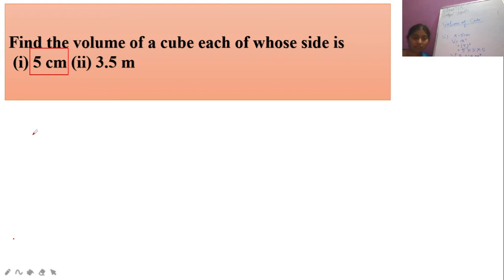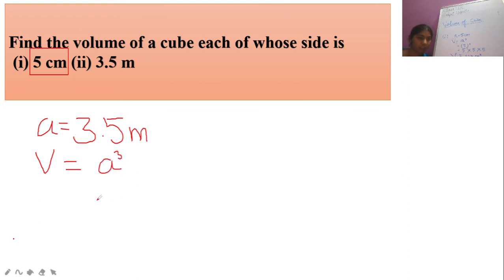So I guess students, you have done it. So let's do it together on this screen. We know that A is 3.5 meters, right? So we need to calculate its volume. We know the volume is A cube for the cube. So you have to multiply 3.5 three times, right? So 3.5 into 3.5 into 3.5.